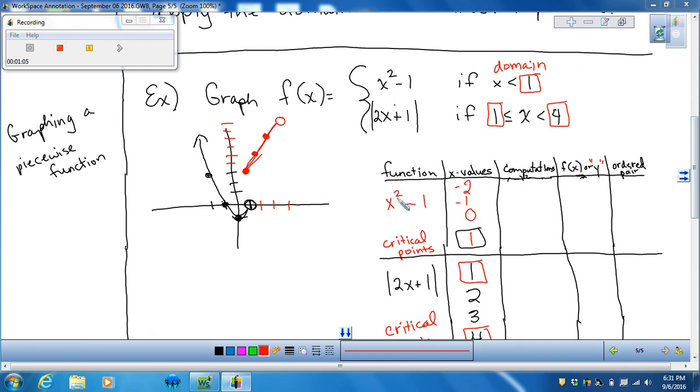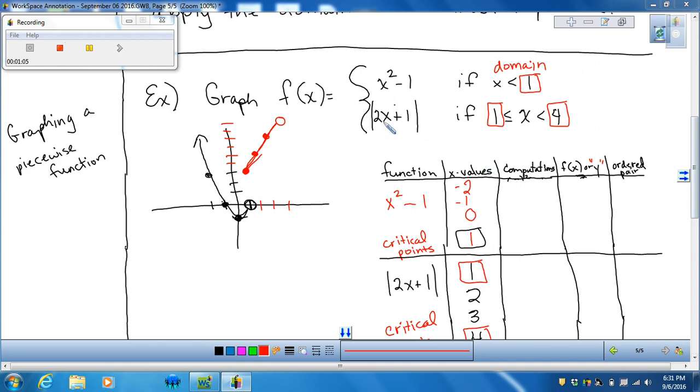So the first thing we're going to do is figure out what values of x we need. You'll notice the function is one of the two that's listed here. We got x squared minus 1, we got 2x plus 1. Now looking at your domain, the domain kind of gives you an idea of what x values to choose. We have an x value of x is less than 1. 1 is a critical point, so I'm going to make sure that it's in the table. I'm going to put a box around it, and then I'm going to choose some values that are less than 1. -2, -1, and 0 all fit the bill.